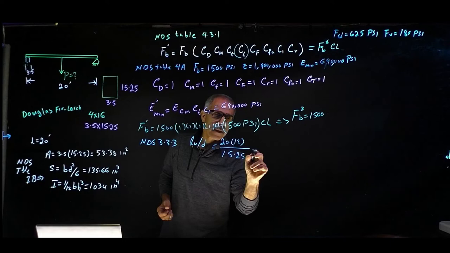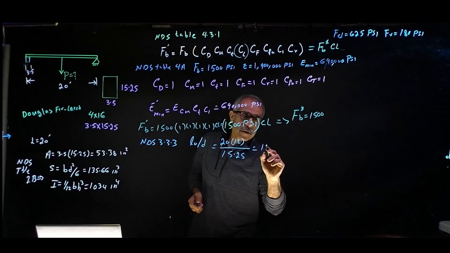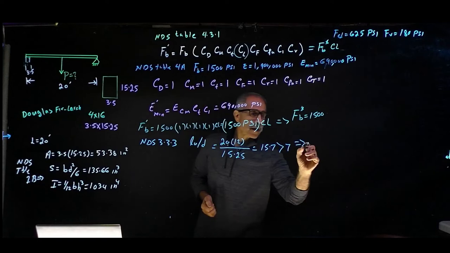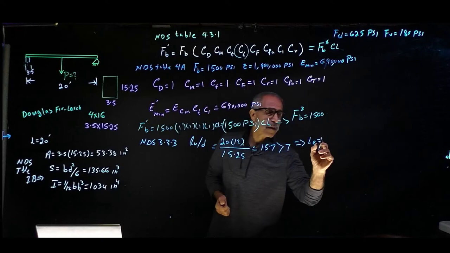So that comes out to 15.7, which is bigger than 7. And therefore, we're going to use that equation that we talked about, which would set LE equal to 1.37 times LU plus 3D.